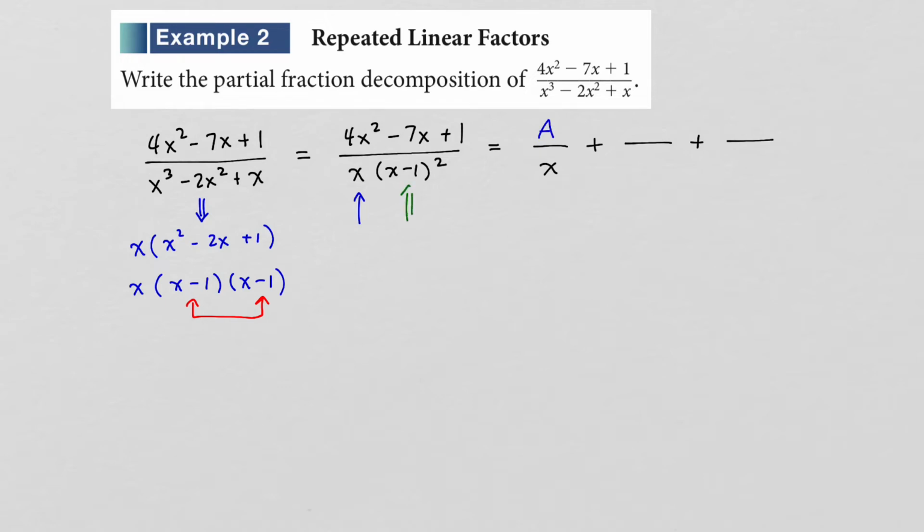And then the next 2 fractions are going to represent (x minus 1) to the second power. So we have x minus 1 here and (x minus 1) squared here. And then we have unknown constants b and c. So now what we need to do is solve for a, b, and c. And this is very similar to what we did before, but it's just a little bit different in one aspect.